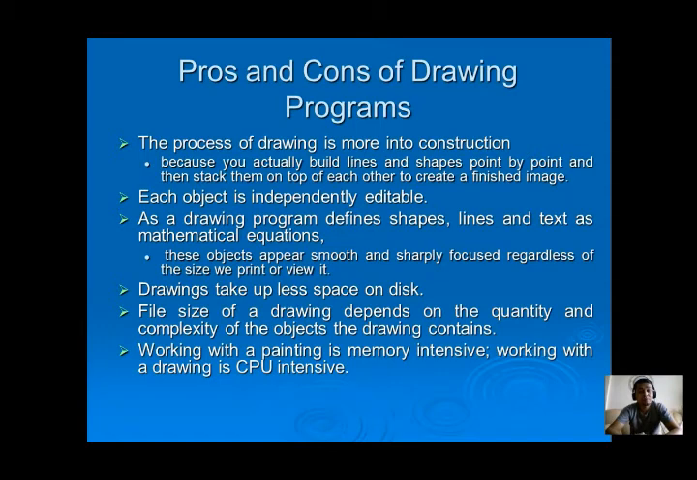Now a drawing program often defines shapes, lines and text as mathematical equations. It does not look at shapes, lines and text as a collection of pixels, but considers them as mathematical equations. So in the end, you'll see that objects drawn in a drawing program appear very smooth and sharply focused regardless of the size at which you print or view them.